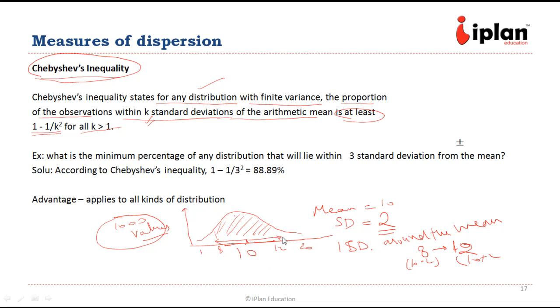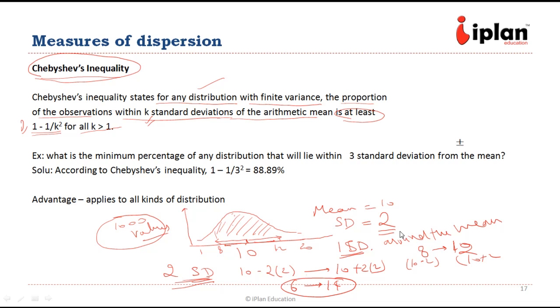Okay, so we say within one standard deviation, that means 8 to 12. When we say 2 standard deviation, that means 10 minus 2 into 2 to 10 plus 2 into 2, that is 6 to 14. This is the range of 2 standard deviation around the mean. So we need to know at least what percentage of values fall in this range. So that is where Chebyshev inequality helps us.